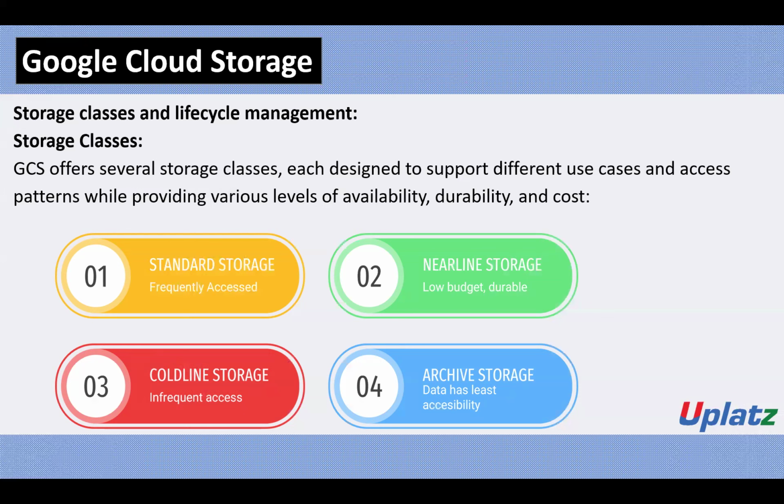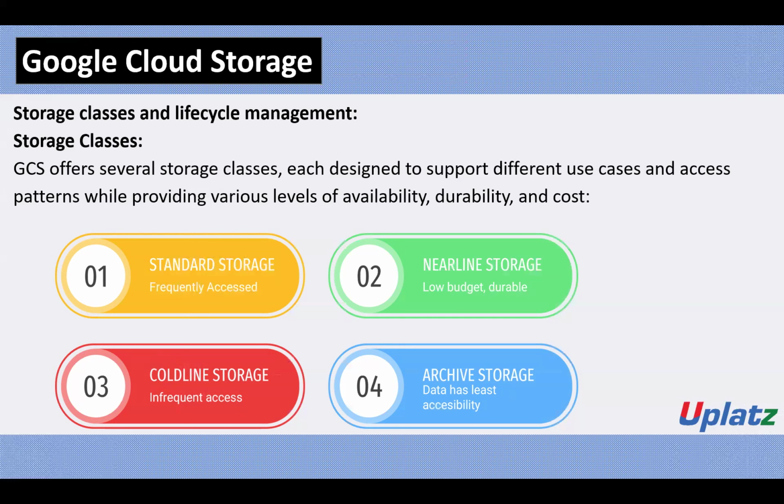Nearline storage class, when to use it? Let's suppose you would like to access the data one time in 30 days. In a month, if you would like to access the data one time, you can go ahead with nearline storage. But in case of coldline storage, if you would like to access the data one time every 3 months, or one time in 90 days, you can go ahead with coldline storage. And if you would like to access or update the data one time in a whole year, you can go ahead with archive storage.